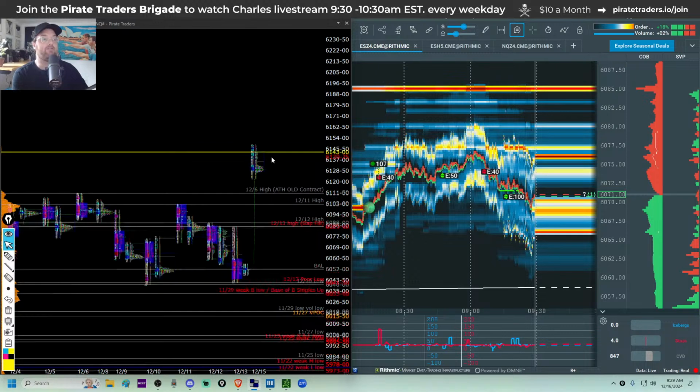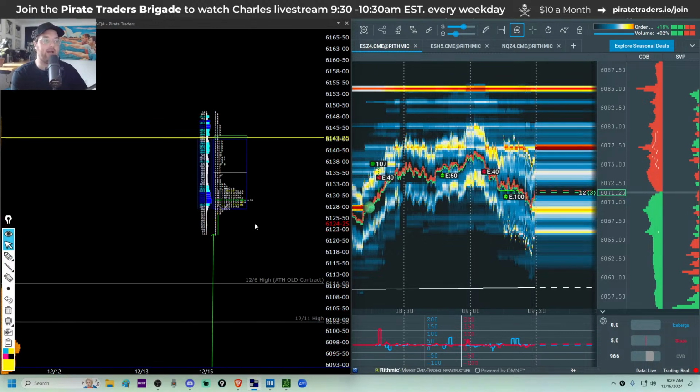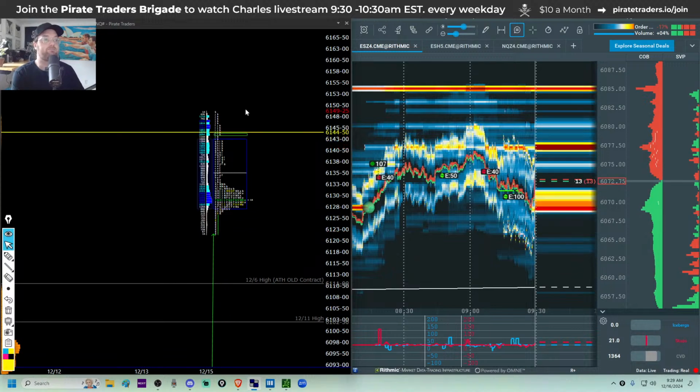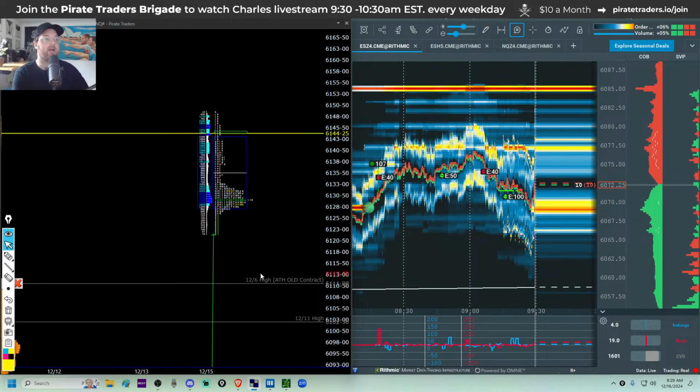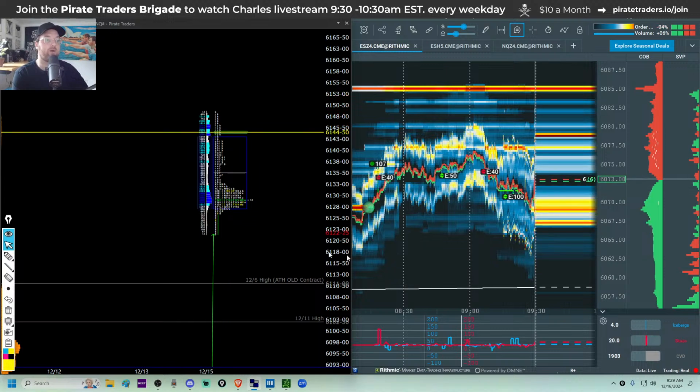So I will be looking for support inside the overnight range, which I am calling basically between 61.49 and 61.21. That is our overnight range. And as long as we're inside there, my assumption is we're going to head higher.